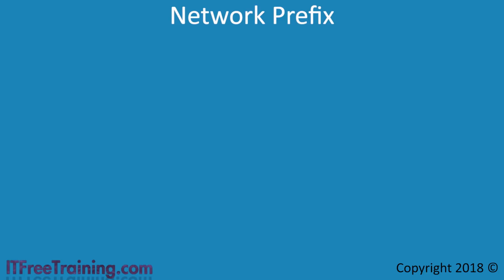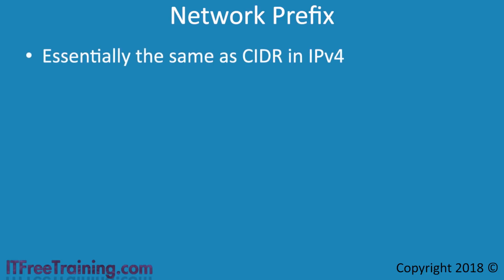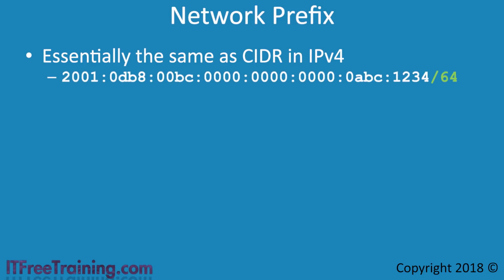The network prefix is essentially the same as classless interdomain routing, or CIDR, which is used in IP4. You can see the following example of an IP6 address with /64 on the end. This is the same notation that IP4 uses. However, as we've learned, unlike IP4, the addresses can be shortened. So, for example, the following would also be valid.